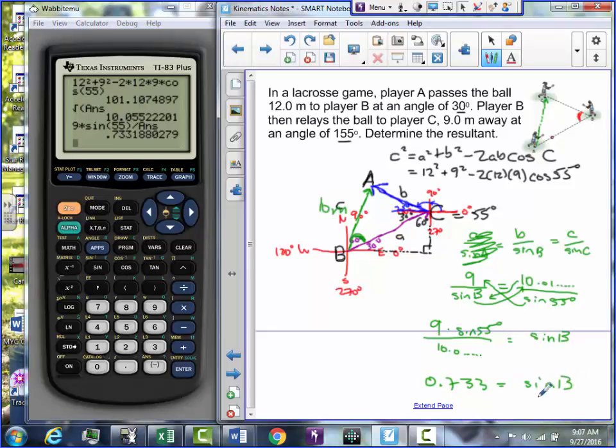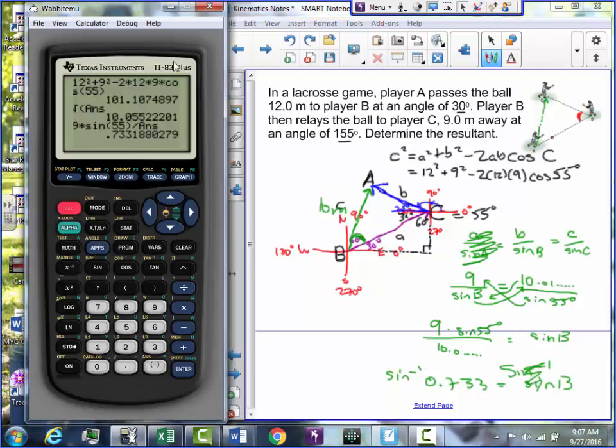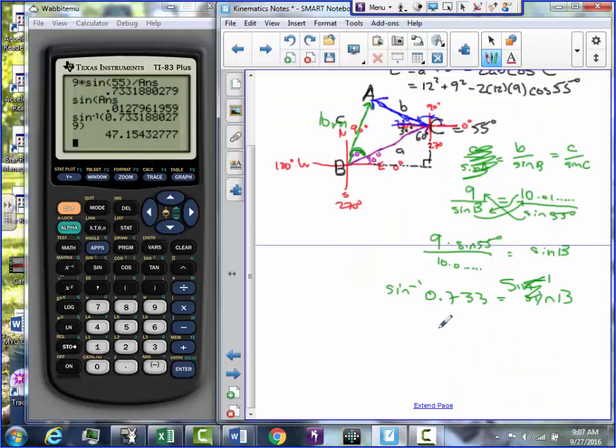How do you undo a sine? Yeah, that's a good terminology. You need sine inverse, sine to the -1, of both sides. So inverse sine your answer. Inverse sine, I have to type this in now, 0.733188027. What's that going to have to be? 47 degrees. Alright, so I found that angle B is 47 degrees.